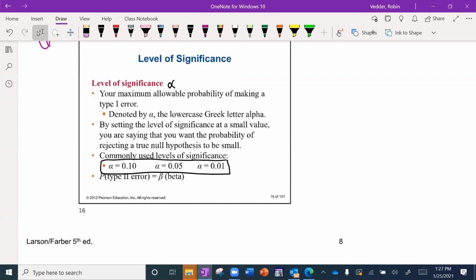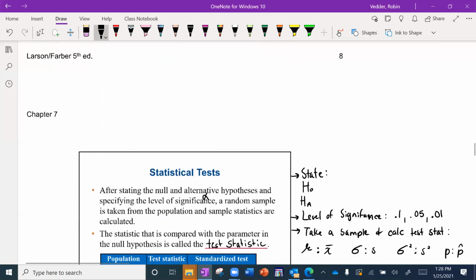All right, so level of significance is either going to be 0.1, 0.05, or 0.01. The smaller the alpha, the less chance you have of making that type 1 error. So the best alpha to use is 0.01. That reduces your chances of making an error. But again, 0.1 and 0.05 are also acceptable levels of significance.